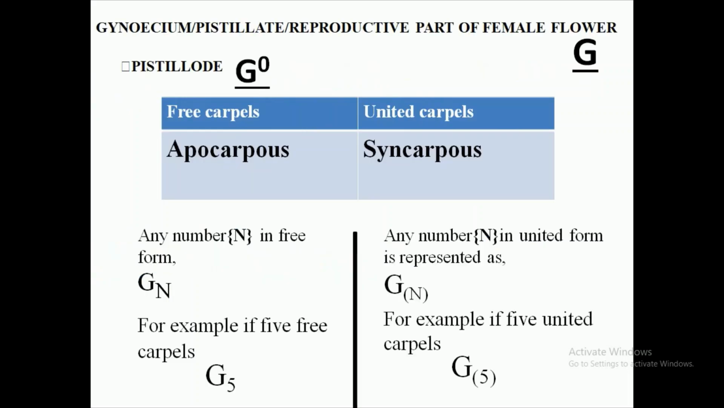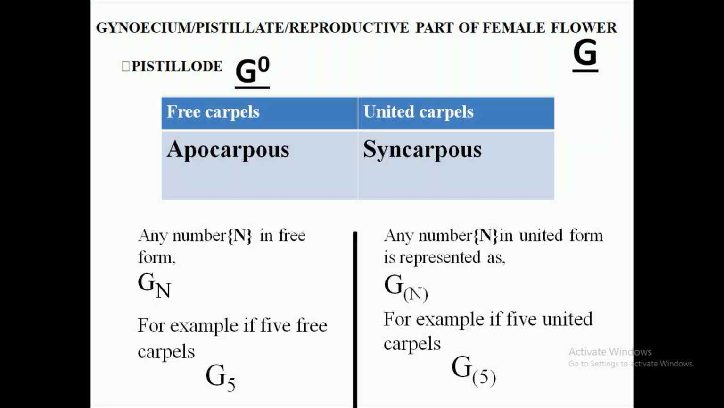Now next we will see about gynoecium, which is the female reproductive part of the flower. It is also known as pistillate, and it is represented with a capital G. If the female reproductive part of the flower is in a sterile condition, we are going to represent it with G naught. Here we will see that some free carpels are also present and united carpels are also present.